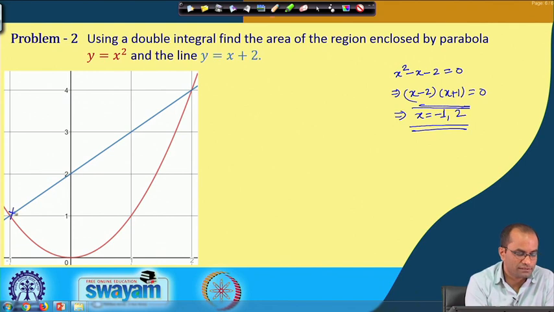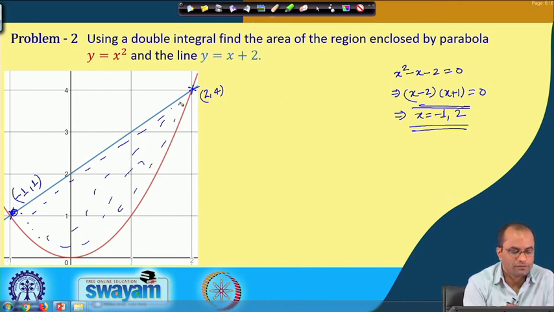So, one is precisely this one, the other one at this point here. When x is 2, y will be 4. So, 2 comma 4 is this point and then minus 1 and 1 is this point here, and we are computing this area bounded by these 2 curves.